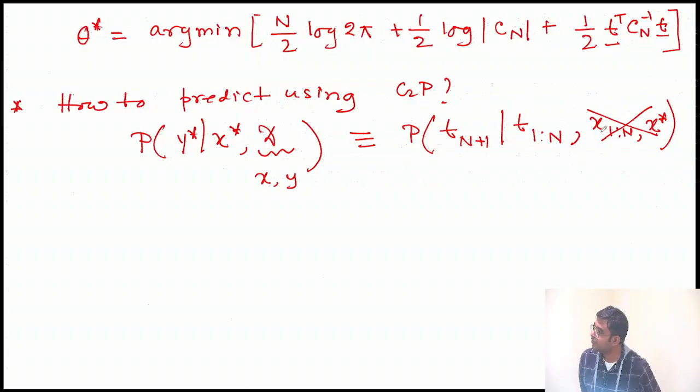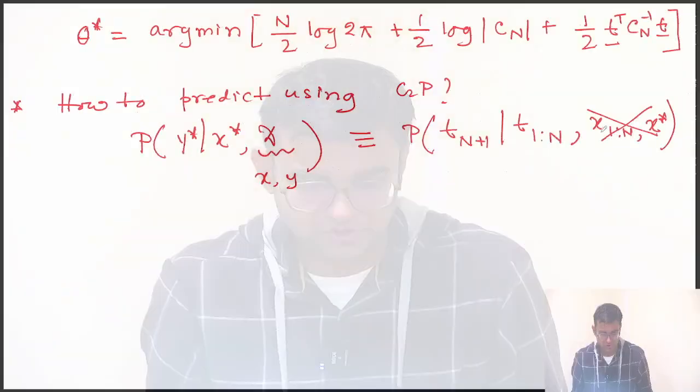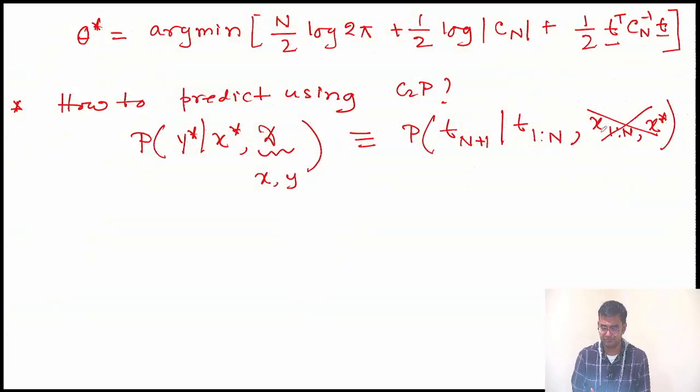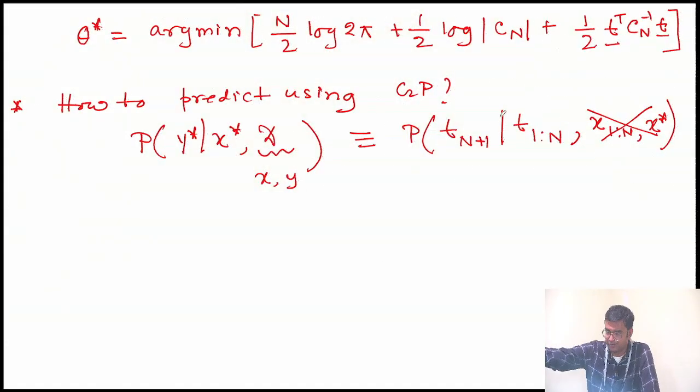X star and x1 to n, right? X1 to n is the training inputs. X star is the point at which you want to predict next. So prediction input, I will say, or test input. Similarly, Tn plus 1 you can write as T star. Tn plus 1 is nothing but T star. I'm not writing it, but that's what it means. So we basically want to find it out, right? Now, keep this in mind, we'll come back to this.